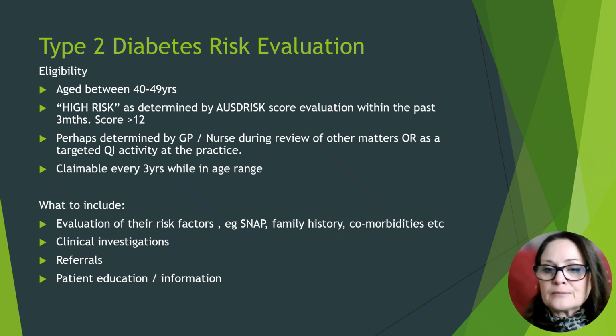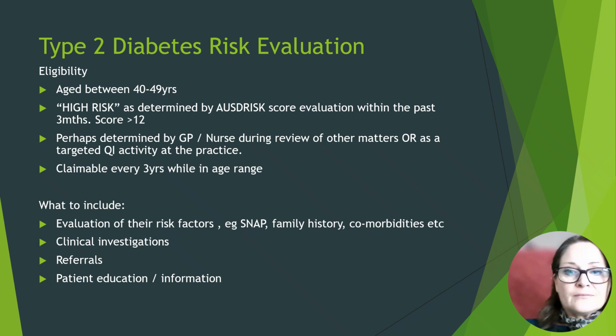Sometimes this might also be picked up with the nurse. In places that I've worked before, every time we did a new patient intake, if they were in that age range, we just automatically did an AUSDRISK score, and we would find out pretty much straight away whether they had that risk. They don't have any history of diabetes, but they've got a high risk for it. So that means that at some point we can get them back and do an assessment properly. You can do it as a quality improvement activity in your practice as well.